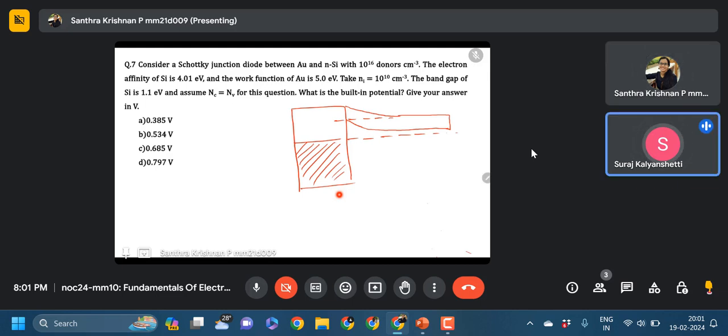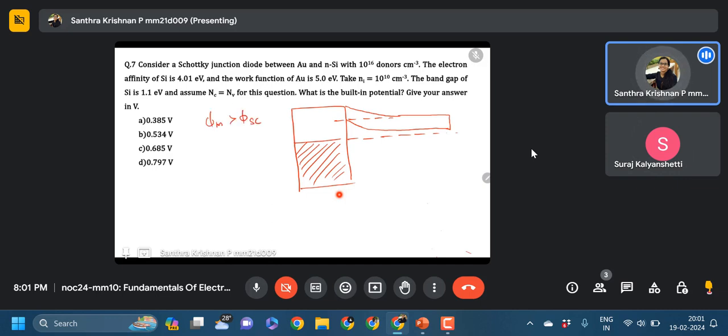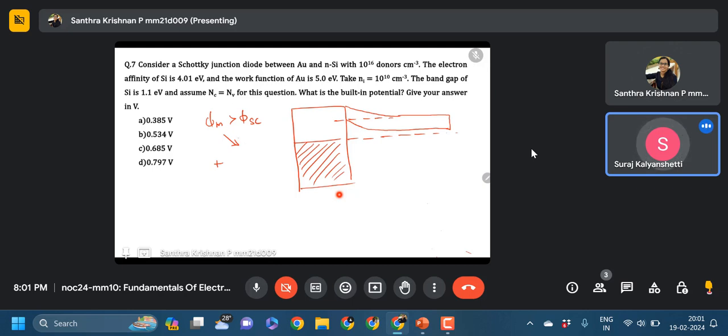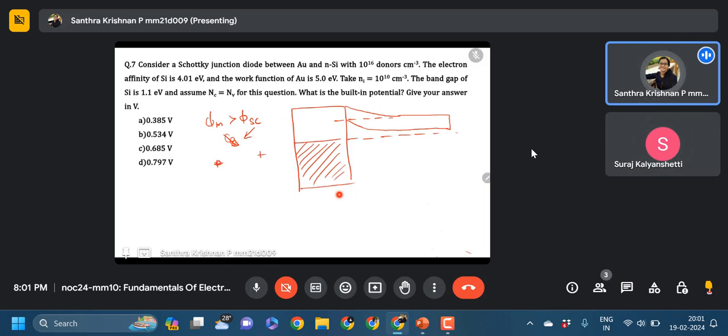Correct, but the bands should move from the field, right? Upward to the field. Phi m was greater than phi semiconductor, so electrons will move from the semiconductor to the metal. Phi m is greater means there are more electrons on the semiconductor side, so it will move from here to here. This will be plus and this will be minus.